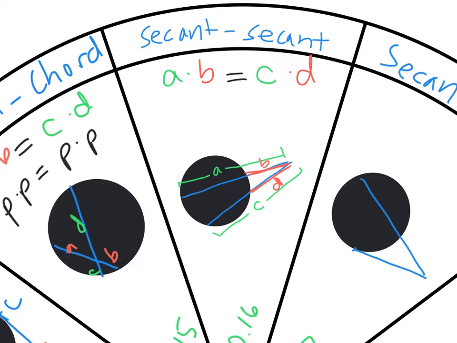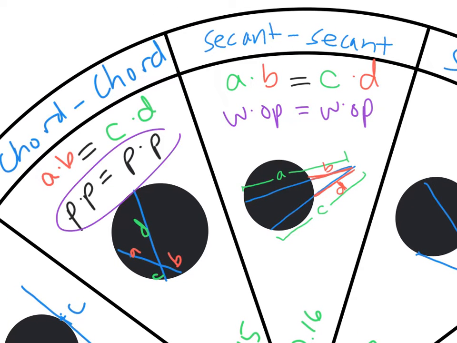What I like to say to myself is W times OP is equal to W times OP. So going back to what we said over here, when we said P times P is equal to P times P, I said the P stands for parts. Follow my logic here. The W is the whole length, because when I'm talking about A, that's the whole length of my secant, is equal to OP, the outer part, so that's just the B. And then I've got the same thing here, the whole times the outer part for that product.